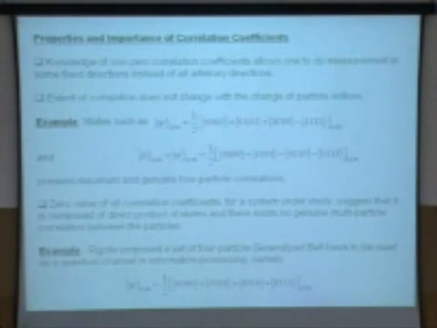Coming on to the properties of the correlation coefficients that we have proposed, the extent of correlation does not change with the change of particle indices. For example, if you take these 2 states, which are cluster states basically, psi 1, 2, 3, 4 and psi 5, 1, 2, 3, 4 could be obtained from psi 1, 2, 3, 4 by changing the particle indices here from 1, 2 to 2, 1. So these 2 states possess 4 non-zero correlation coefficients which are maximum.